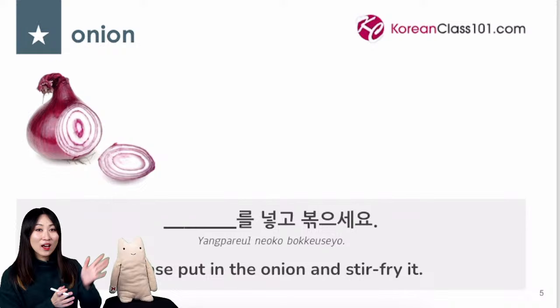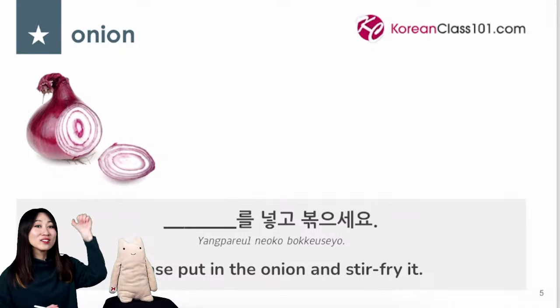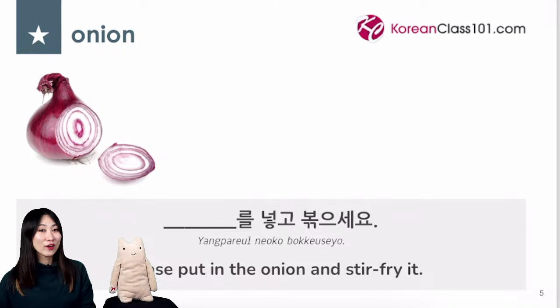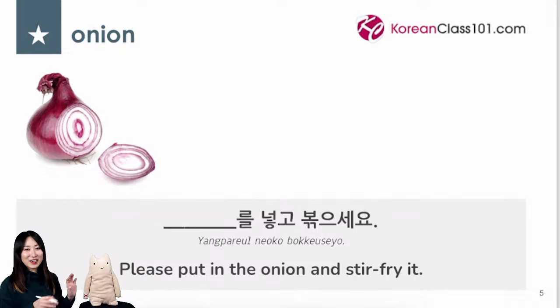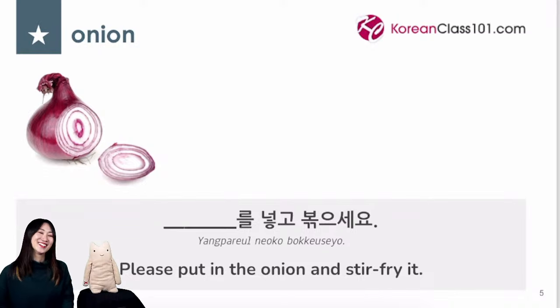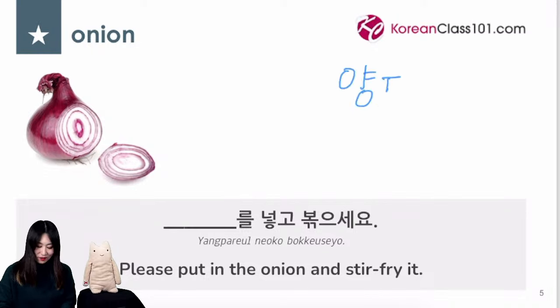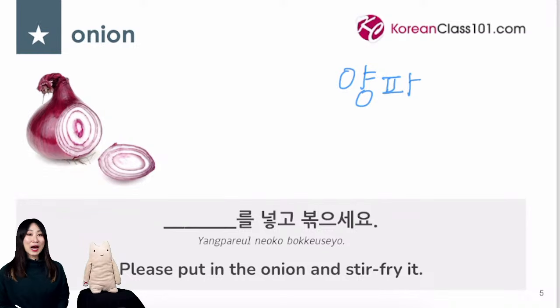The next word we have is onion. Onion, 한국어로 뭐예요? So what is onion in Korean? Sorry everyone, I put the text here. Do you know how to say onion in Korean? 양파. 양파 is onion. And here's a quick tip.